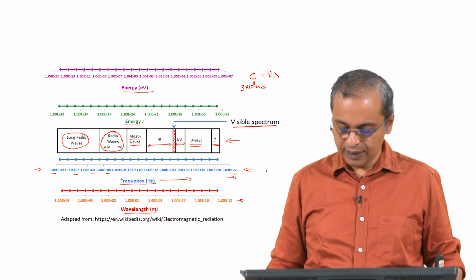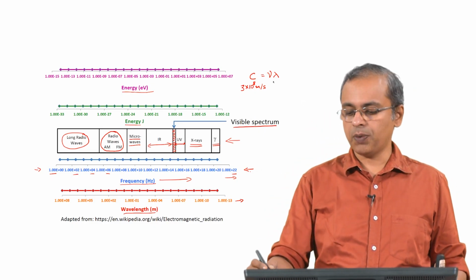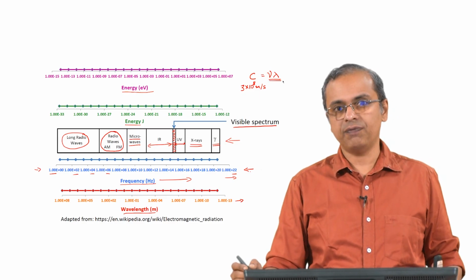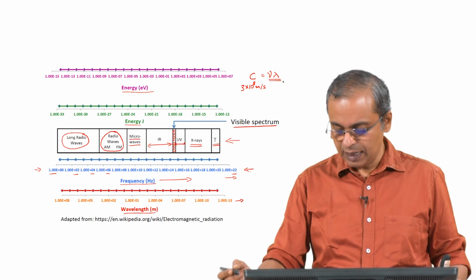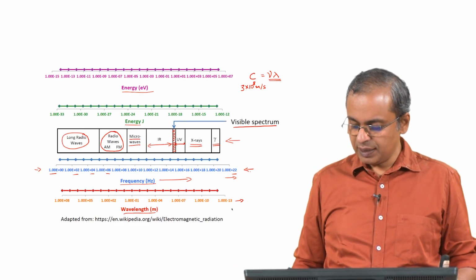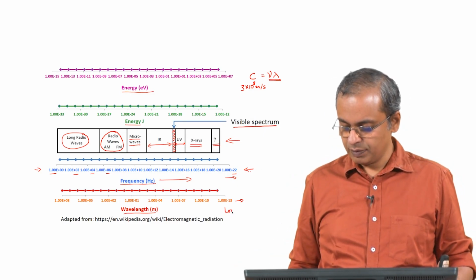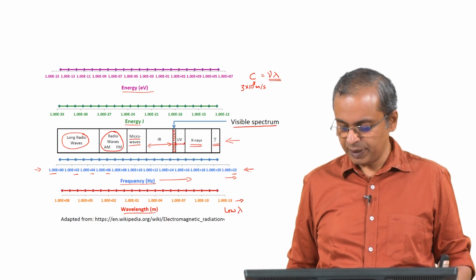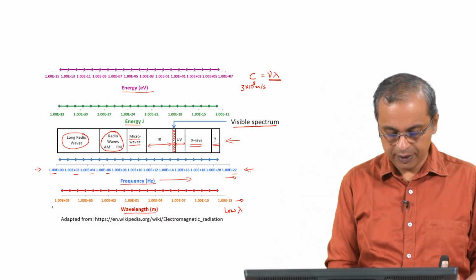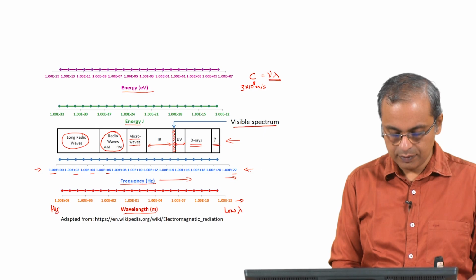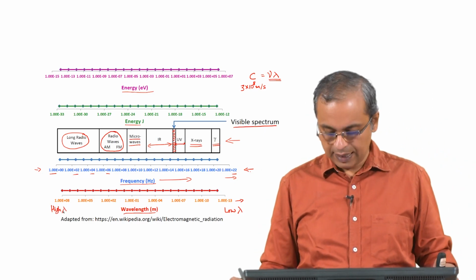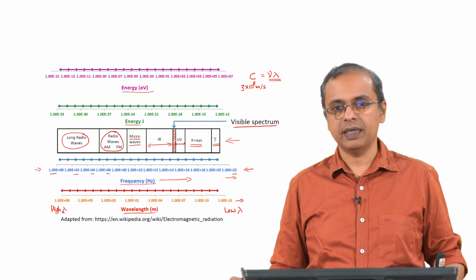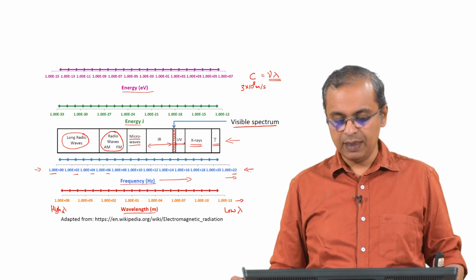And as you can see here, since the product is a constant, as the frequency increases, the wavelength decreases, right, because the product is a constant, and so the wavelength at this end is low. This is wavelength lambda, low lambda, and this is high lambda. Okay. So, that is the way you see the wavelength axis marked.